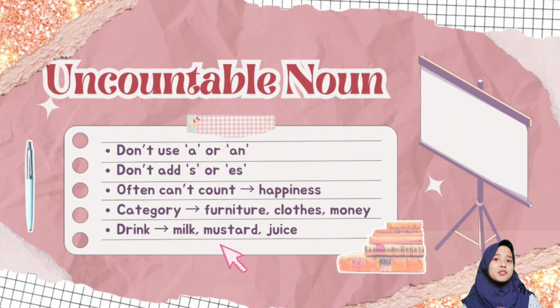Next is mustard or ketchup. Let's add more examples. We do not say I have 10 or 20 mustard. No, we cannot count this. So we always keep it the same. Or we can add a container or a quantity. I have 5 bottles of mustard, okay? It's the same with this word too. I have 10 pieces of furniture. So we can put a quantity in front, but the actual word itself is an uncountable noun.